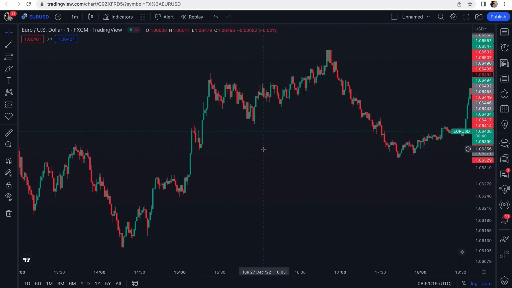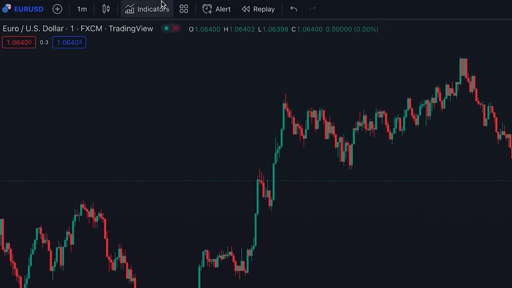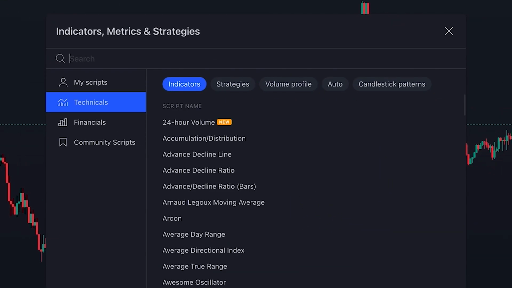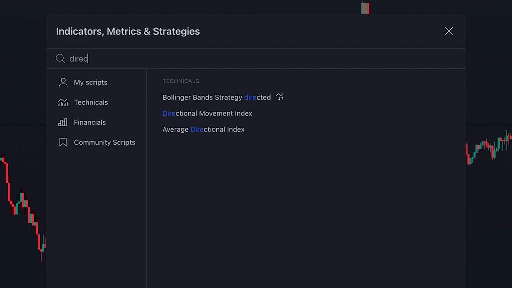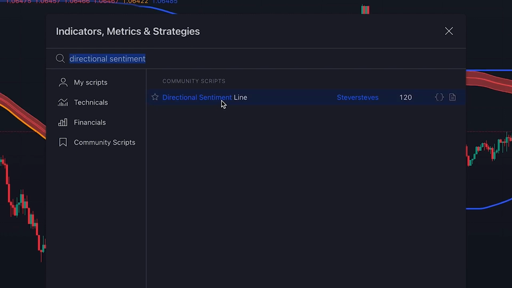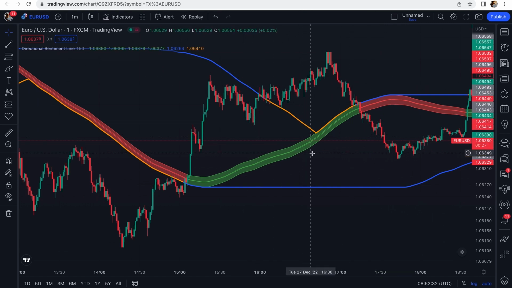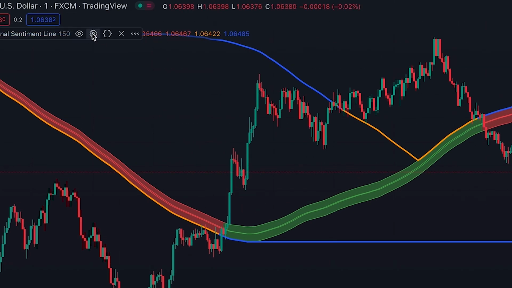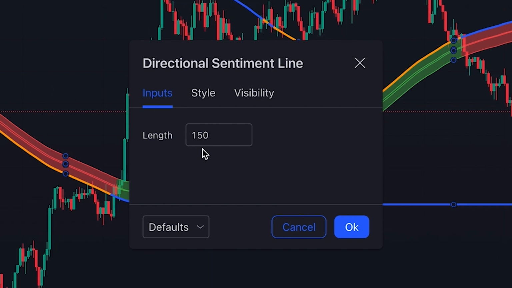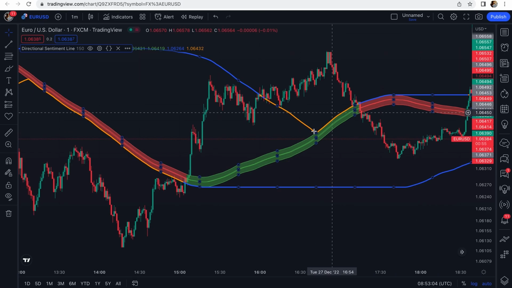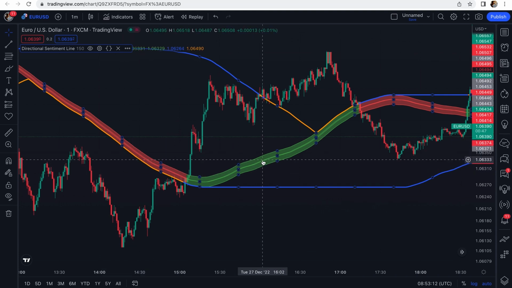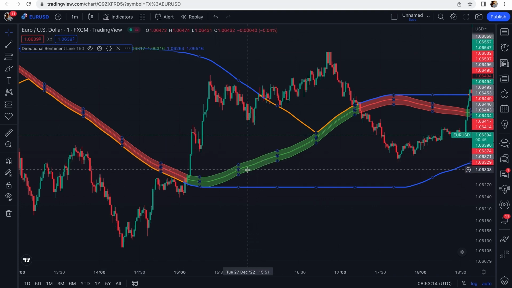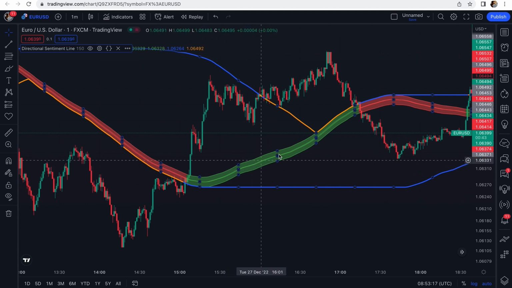In this scalping strategy, we have three indicators that we must add to our chart. For adding indicators, here we click on indicators and we simply search the name. The first one that we want to add is directional sentiment line, this one, which is written by someone named Steves. This is a directional indicator, as the name implies, and it's built based on simple moving averages with length of 150. This ribbon or band that changes color between red and green is actually 4 moving averages based on open, high, low, and close for each of these lines that you can see.